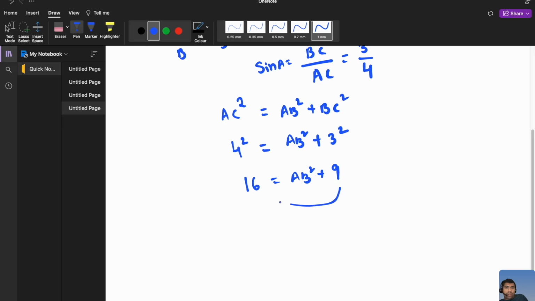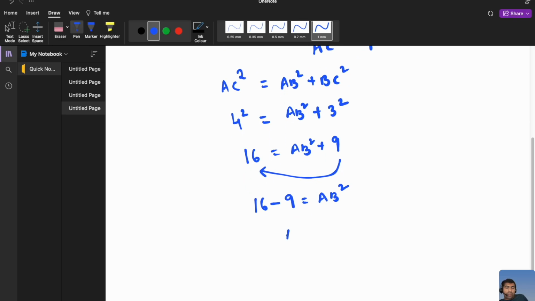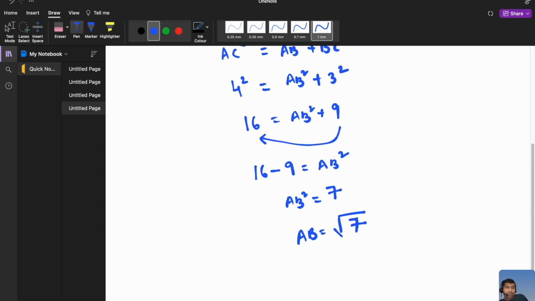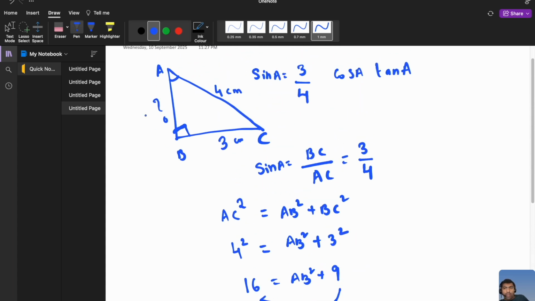So let's take this to this side. That will become 16 minus 9, which is equal to AB square. 16 minus 9 is nothing but 7. So AB is equal to, since this is a square, it becomes square root of 7. So AB we got as square root of 7 centimeters.